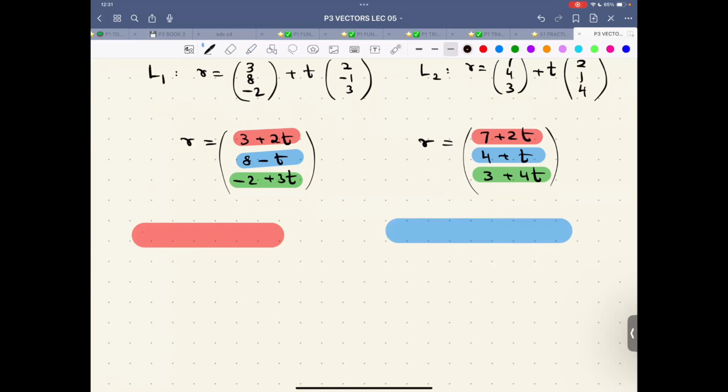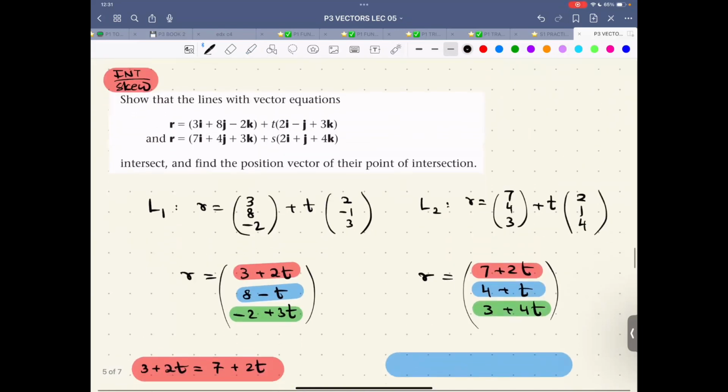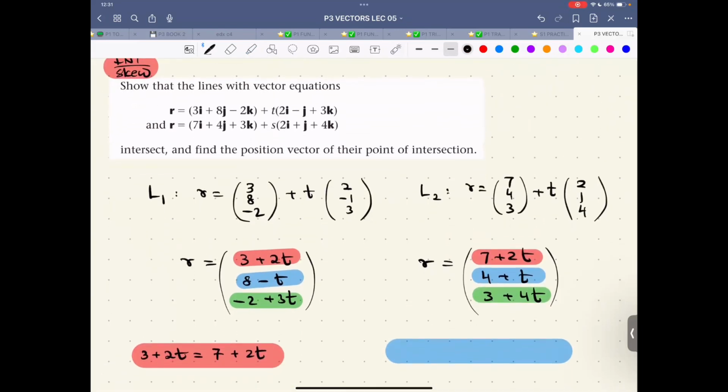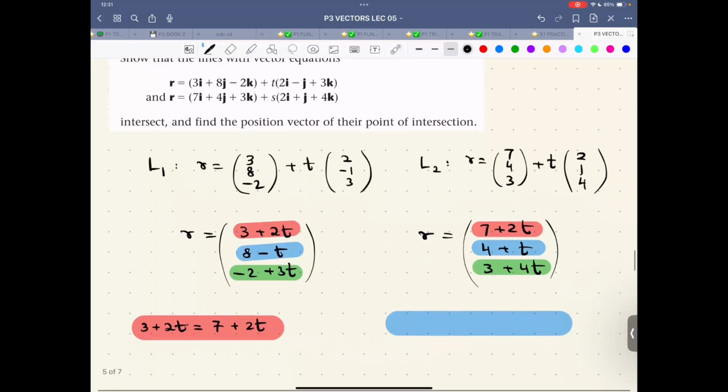So the first one is 3 plus 2t equals 7 plus 2t. And let me just double check. I think that is a minus 3, 8 minus 2, and 2 minus 1, 3. 2 minus 1, 3, all good. And 7, 4, 3, 7, 4, 3 is good. And 2, 1, 4, that is also good.